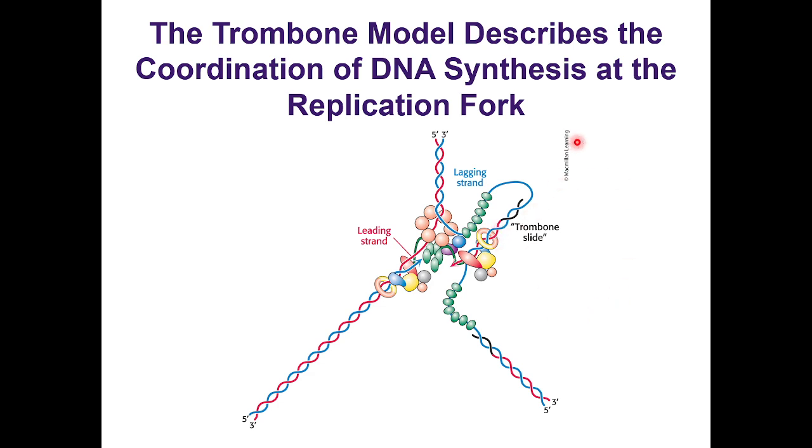This, by the way, is the trombone slide. Can everybody understand why that's called the trombone slide? Everybody's seen a trombone, right? And it goes out. Yeah. And it's going to come back in, right? We'll start again. Okay, so again, this is our lagging strand. Does anybody have any questions about that? Okay, this being that second part of the holoenzyme right here, right?